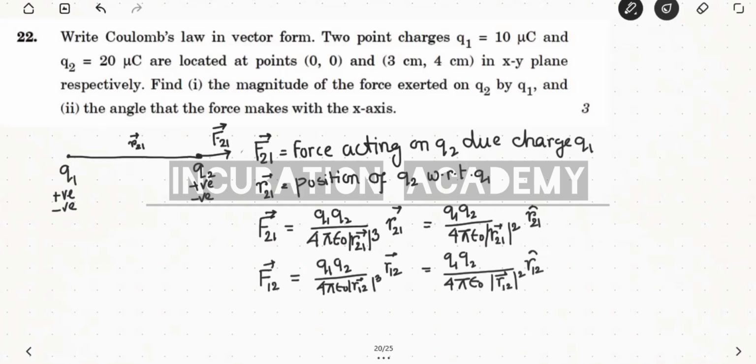So the next question is: two point charges, Q1 that is 10 microcoulomb and Q2 that is 20 microcoulomb. Q1 is placed at the origin (0, 0) and Q2 is placed at (3 cm, 4 cm) in the xy plane. Find the magnitude of the force exerted on Q2 by Q1 and the angle that the force makes with the axis. So we have to find the magnitude and also the direction.